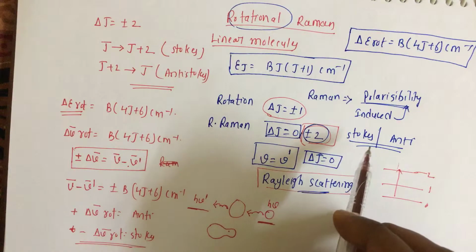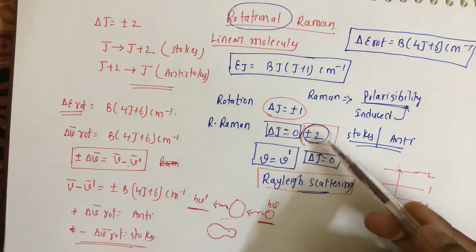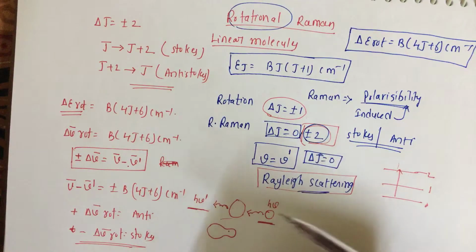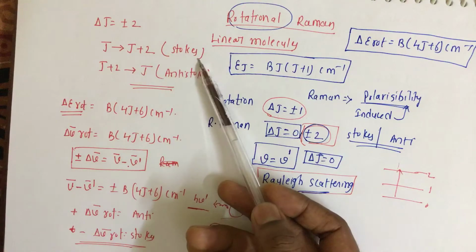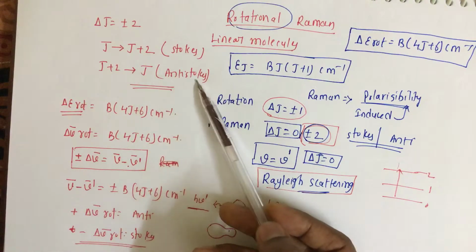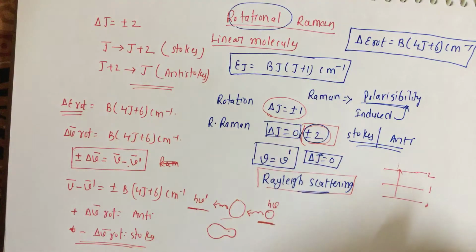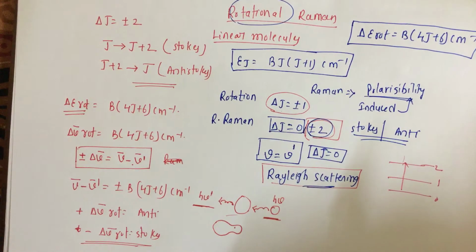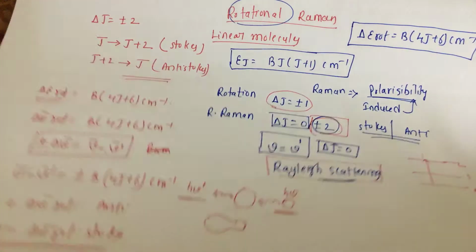Here a two photon change will be there, so the molecule gets polarized twice, and that's why we have the selection rule plus or minus 2. So we have J to J plus 2, this is the Stokes lines, and J plus 2 to J, this is the anti-Stokes lines. Now we'll go for the rotational Raman spectrum. This is very, very important, and on this spectrum the questions will be asked.